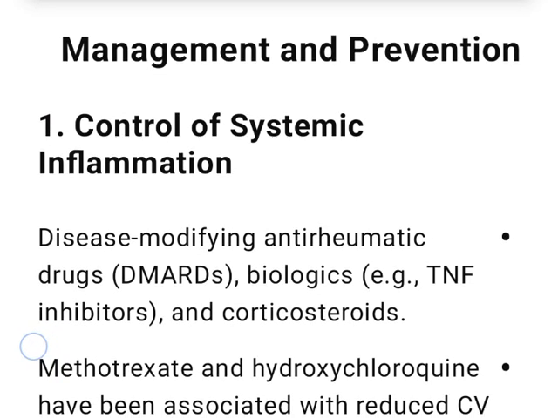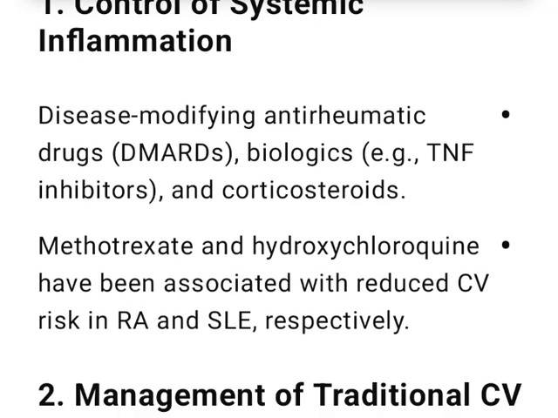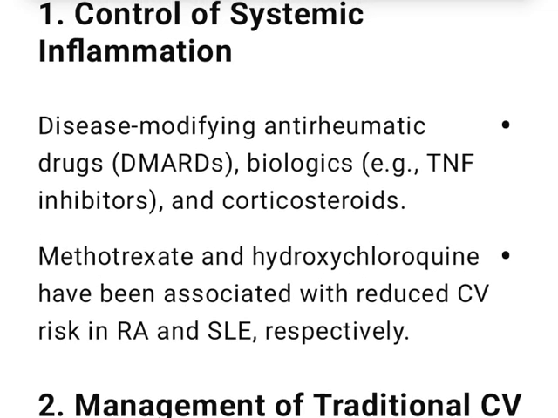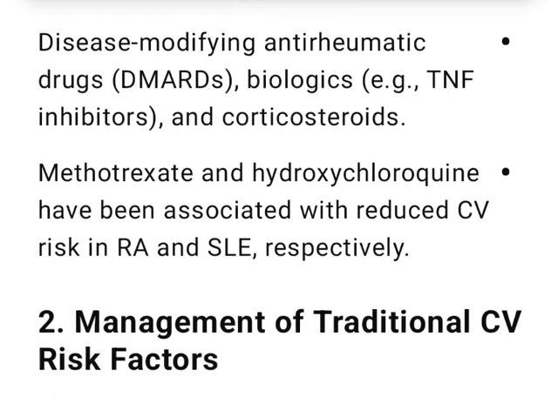Management and prevention. 1. Control of systemic inflammation. Disease-modifying antirheumatic drugs (DMARDs), biologics, e.g., TNF inhibitors, and corticosteroids. Methotrexate and hydroxychloroquine have been associated with reduced CV risk in RA and SLE, respectively.